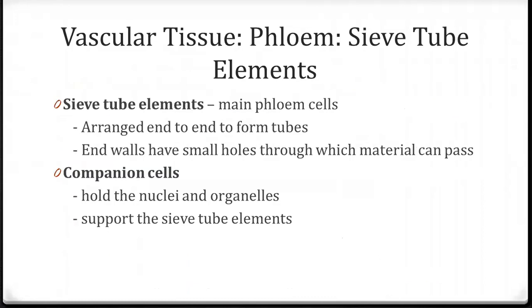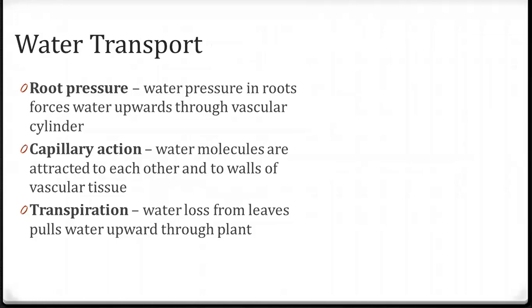Okay, moving on, you have phloem, which has sieve tube elements. These are the main phloem cells. They're arranged end to end to form tubes, and end walls have small holes through which material can pass. They also have companion cells, which hold the nuclei and organelles, and they support the sieve tube elements.